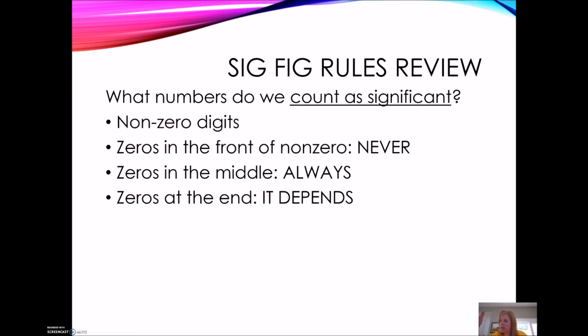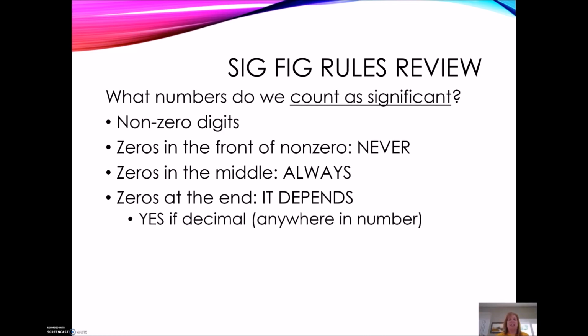What does it depend upon? Well, if you see the little dot in the number, the decimal. If there's a decimal, yes, the zeros at the end count. It doesn't matter where that decimal is. No, if there's no decimal anywhere.